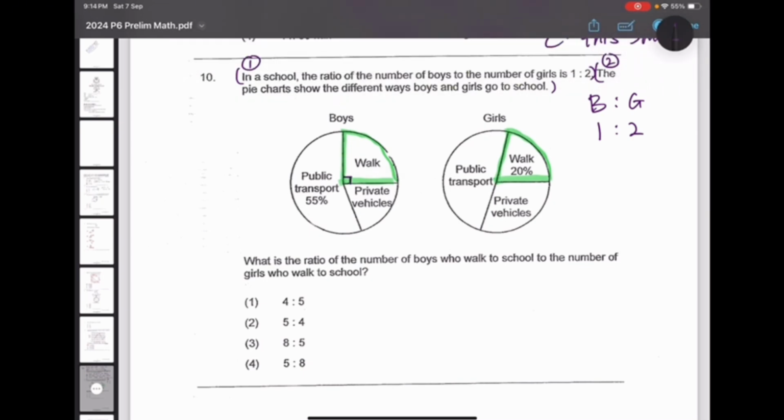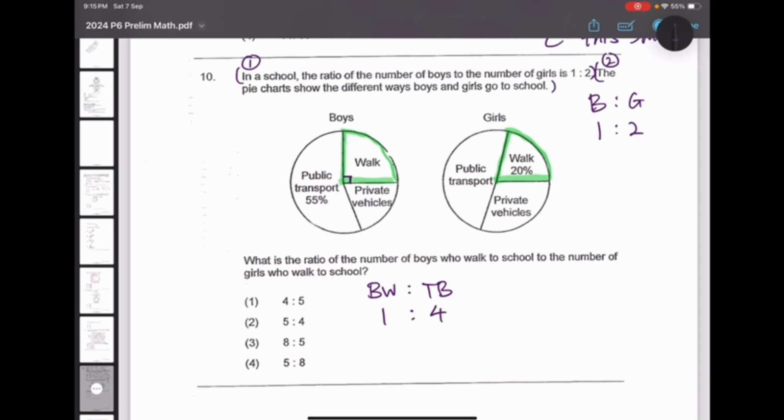You can see that there is a 90-degree mark at the boys who walk to school. Right? Whenever we see 90 degrees, we immediately know that it is 1/4 of the total circle. So the boys who walk to the total boys is 1:4.